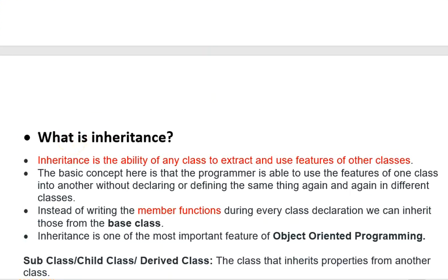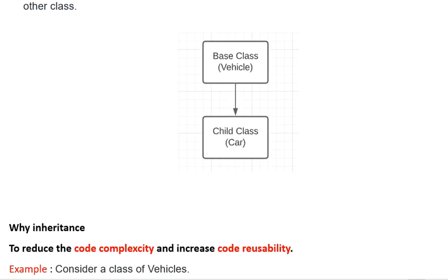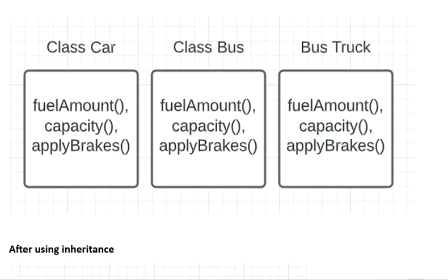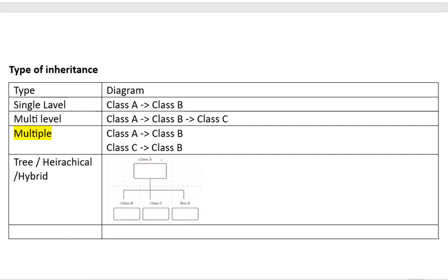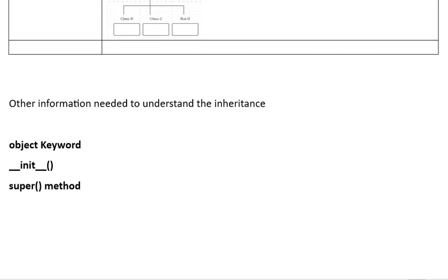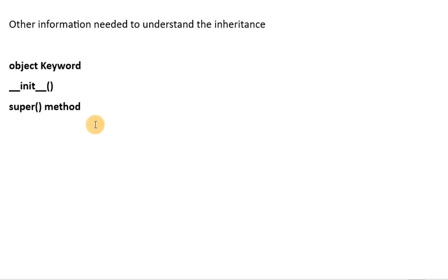In episode 19, we covered all the inheritance concept theory and definition, the diagram, and all the types of inheritance. We have completed that part. But in this episode 20, we are going to discuss a few new terminologies: the object keyword, the init method, and the super method. We are going to understand all three here in this episode. So let's start my VS Code and understand this there.